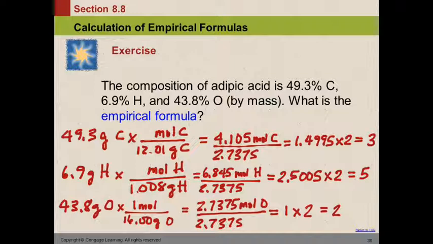So we multiplied by 2, we got whole numbers, and so we get C3H5O2. That's the empirical formula for adipic acid. Any questions? Makes sense? Yeah, the individual steps are not difficult. The hard part is remembering the steps.